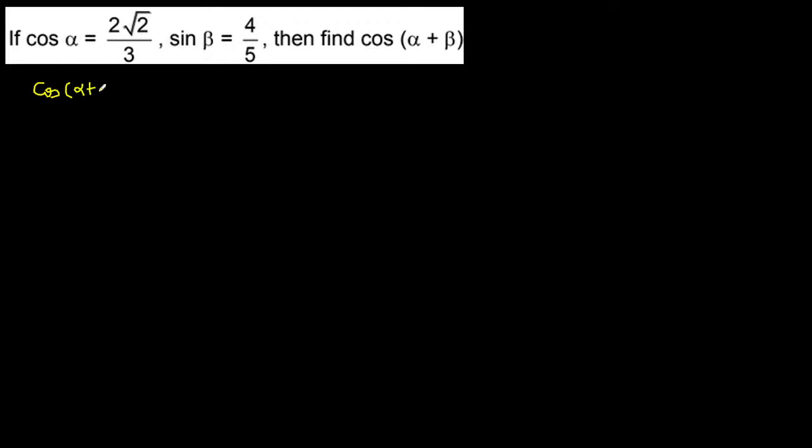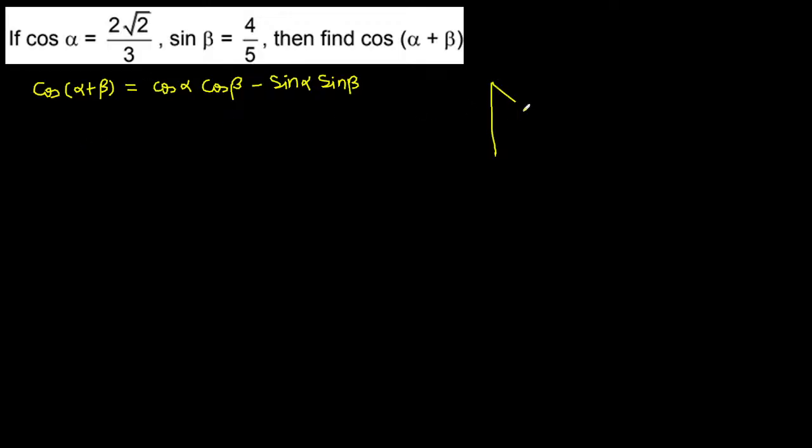Cos(alpha plus beta) is cos alpha cos beta minus sin alpha sin beta. Okay, so what will happen? We know cos alpha, we know sin alpha. So first go through a triangle.